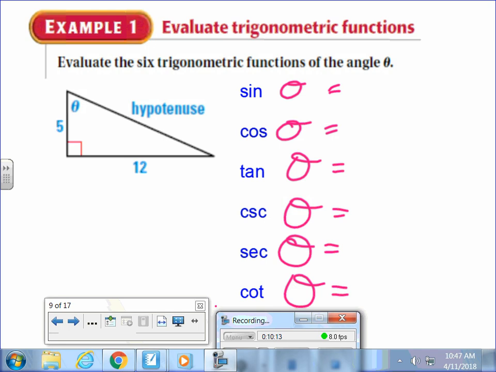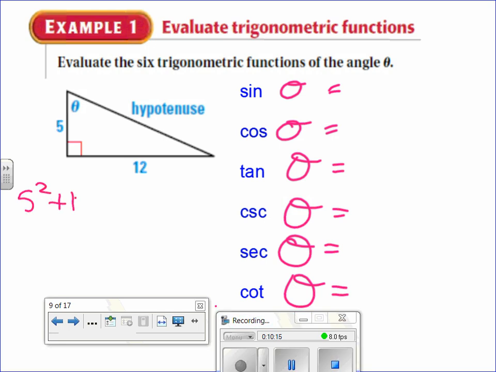Lexi? Yeah, Lexi went ahead and set up the Pythagorean theorem for us. 5 squared is 25, 144. What's 25 plus 144? 169, and then go ahead and square root that. So it's one of those perfect ratios, that 5, 12, 13 triangle.